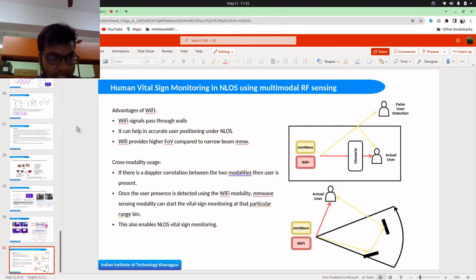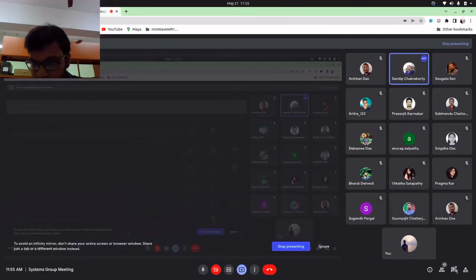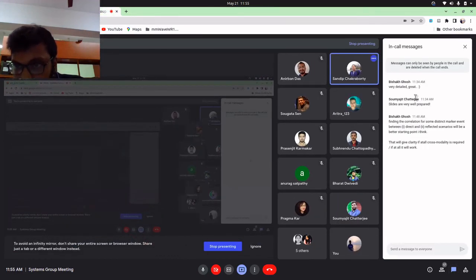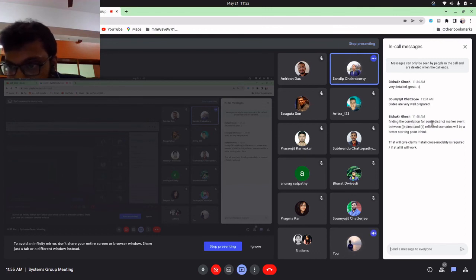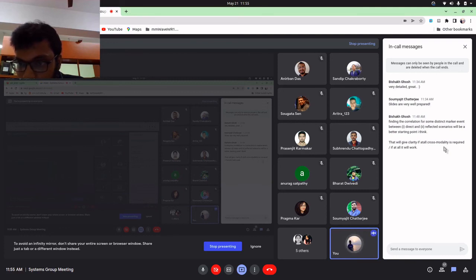Orko Bishak has written something in the chat. Finding the correlation for some distant marker event between direct and reflected signals will be a better starting point. I think that will give clarity on whether cross modality is required at all.